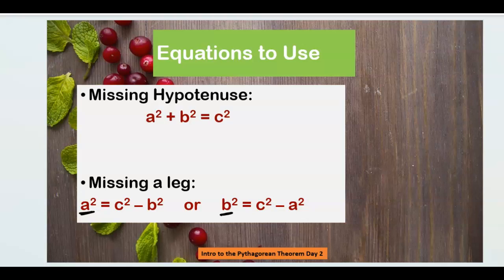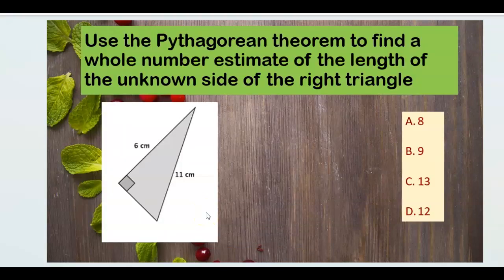This is a hypotenuse. Okay, so this triangle here is missing one of its legs. So what I'm going to do is label my legs. I'm going to say that this is A and this is B. I know that this is my hypotenuse, or C, because it's directly across from that right angle. So the equation that I'm going to use here, since I'm missing A, is a squared is equal to c squared minus b squared.